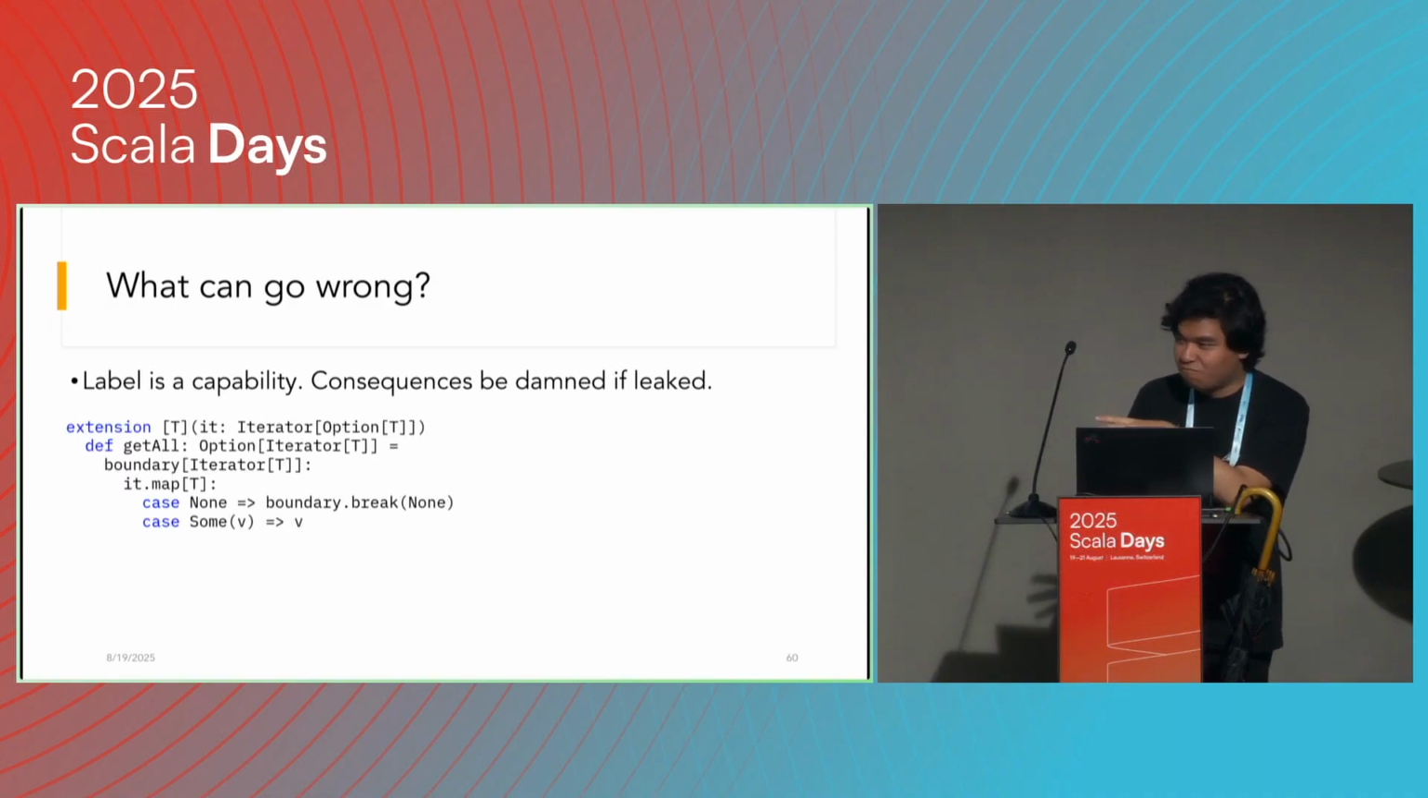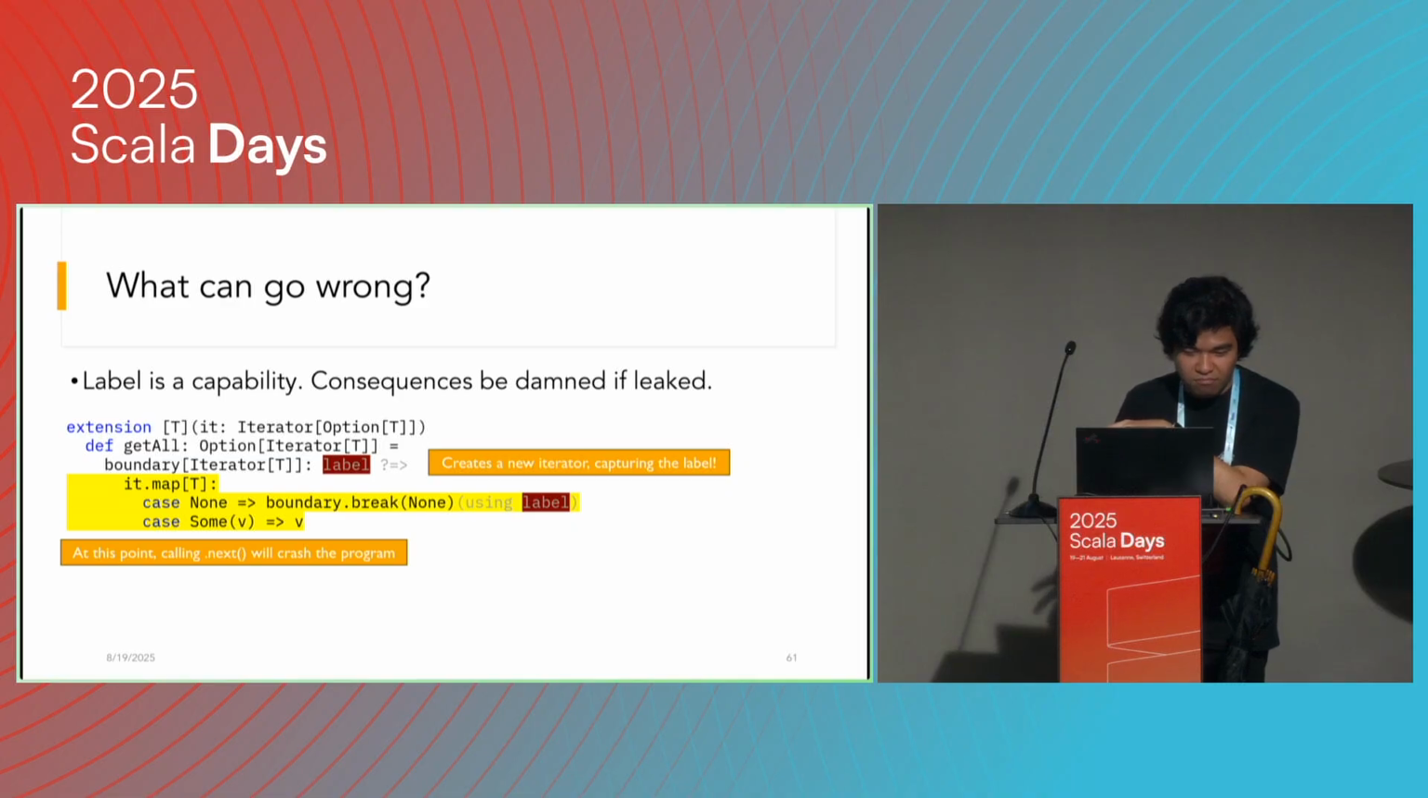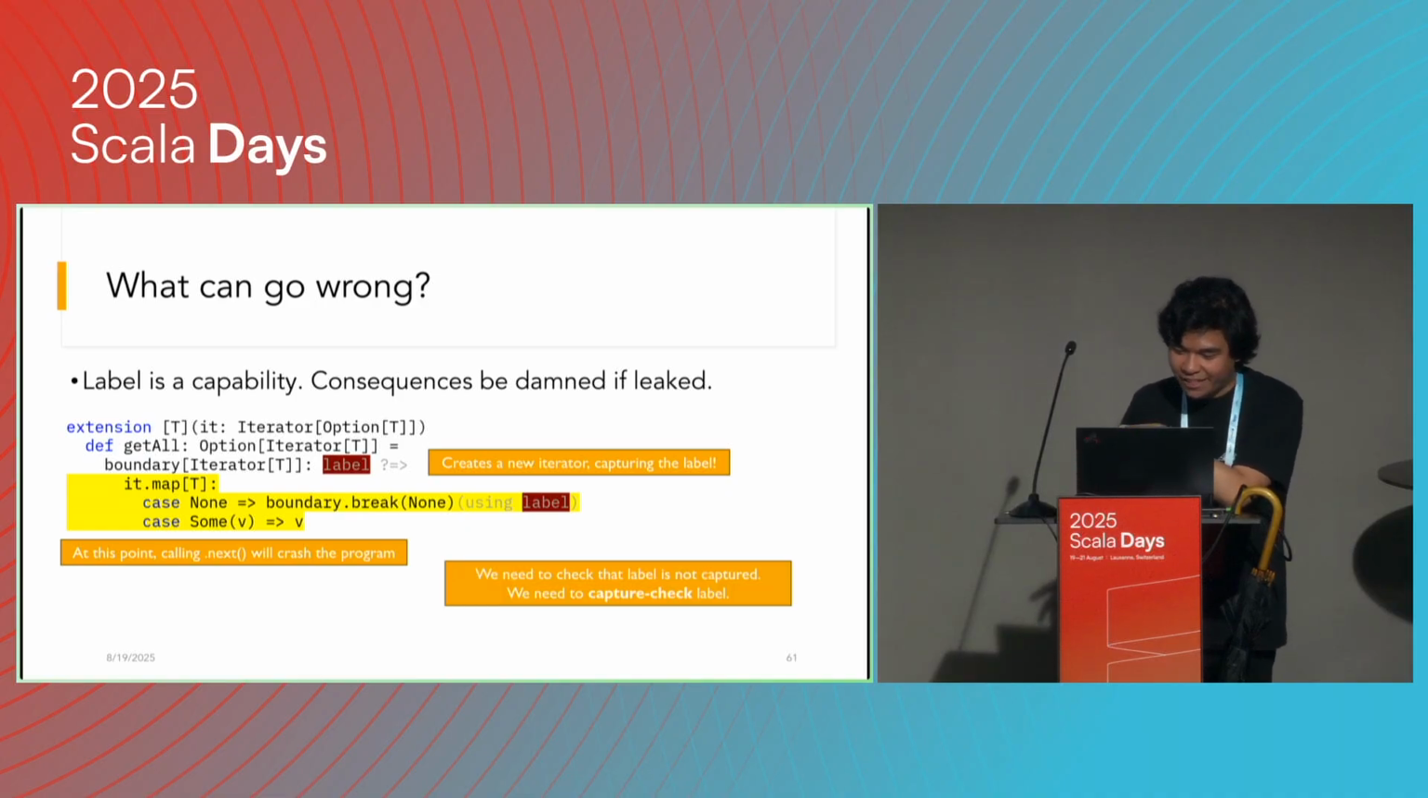So what can go wrong? Well, capabilities be damned if they leak. So this is some implementation of an iterator option, and you flip it into an option of iterator, and then you try to do the label thing, you map it, and then everything kind of breaks, right? Because if you take an iterator and you map it, it returns immediately, never calls the function. So yeah, we create a new iterator capturing the label, and at this point, calling next will crash the program. Nothing so fancy, I think. And so our task is to check that the label is not captured, or we capture check the label.